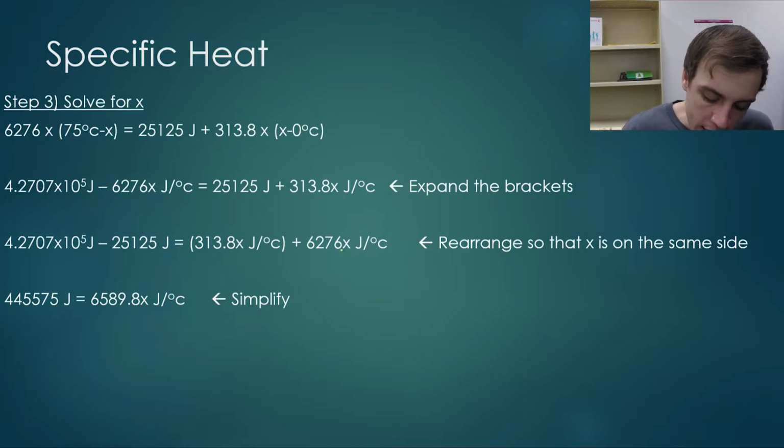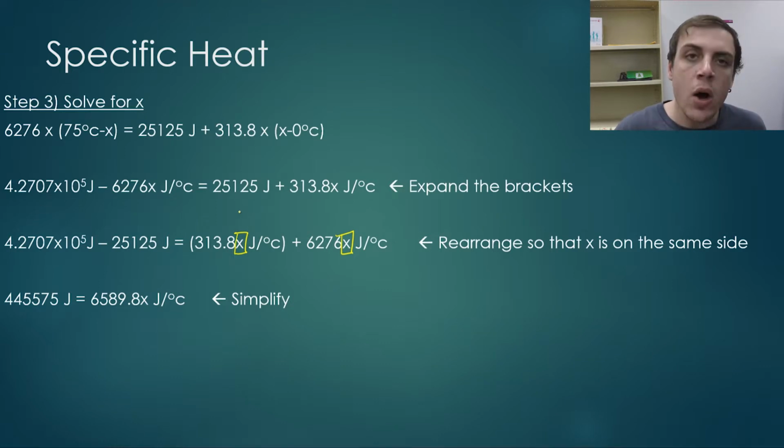And we have our x. So we can add these together because they have the same unknown. That will give us 6,589.8 x. Now, what we can do is isolate and get x by itself.